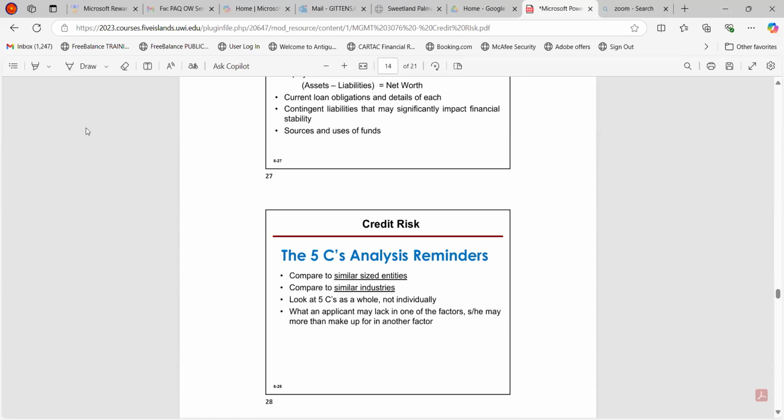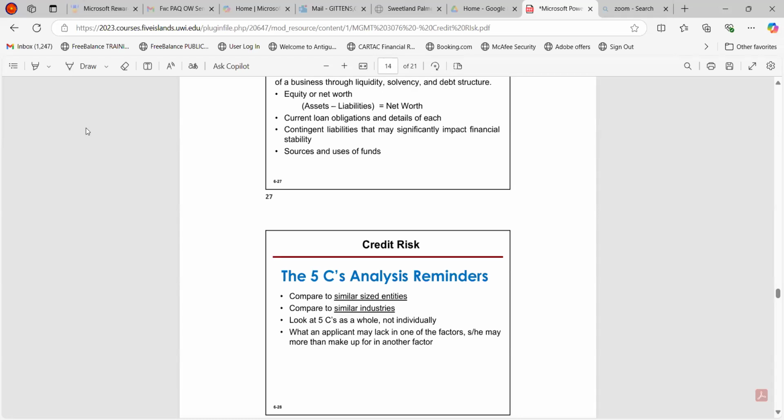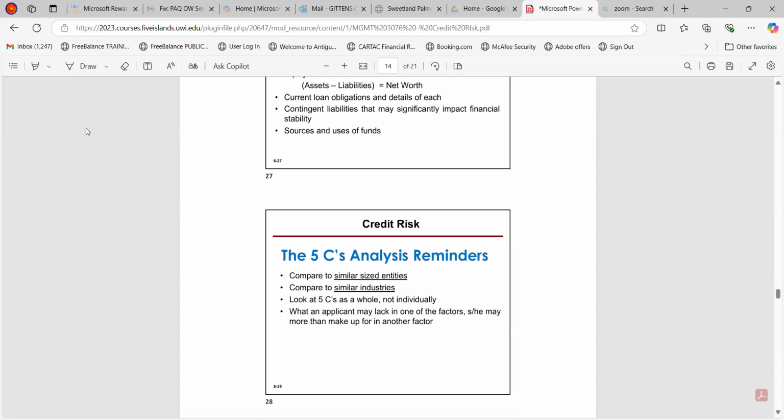So if it's a company, a firm, you're going to look at the firm's cash flow statement, the income statement, the balance sheet. All right. Now, when we look at the 5 C's of credit, you're not looking at the 5 C's of credit in a vacuum. Right?